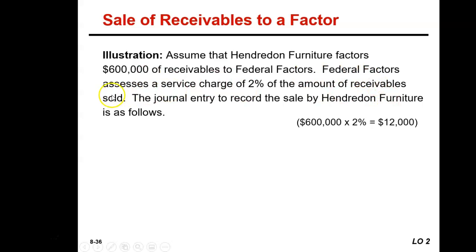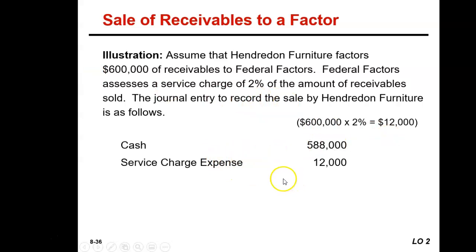All right? For example, a furniture company factors receivables, which means sells receivables, in the amount of $600,000. The factor charges a service charge of 2% of the amount sold. All right? So the amount of cash received will be $588,000. That's the $600,000 less the 2% service charge. The service charge is recorded as an expense for the $12,000. So again, the amount of cash received is the $588,000.